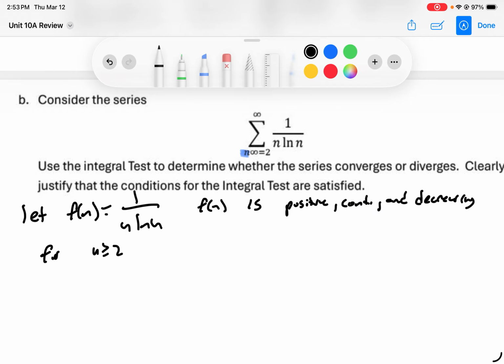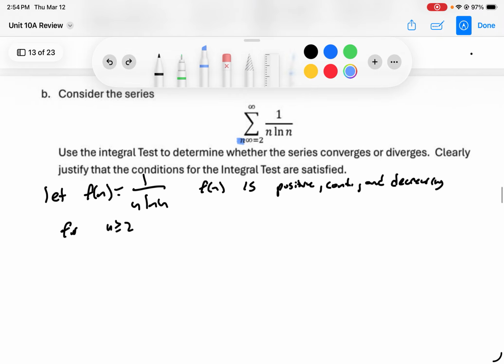And it's pretty obvious. If I start plugging in numbers 2 and bigger, this is going to be positive. And it's going to be decreasing because the top is a fixed 1 and the bottom just keeps getting bigger. I don't need to do a derivative test or algebraic ratio to show that. I'm just going to say that it is decreasing, and I kind of just checked it.